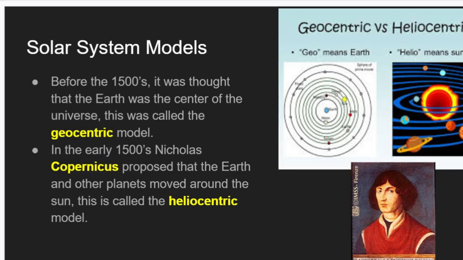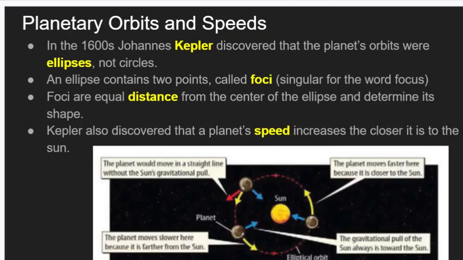So we also have some other scientists that aren't on this slide that I want to tell you about. We have Kepler, okay? And actually, I do have a slide for it. In the 1600s, a scientist named Johannes Kepler discovered that the planets' orbits were ellipses, not circles. Now, an ellipse is going to be kind of between a circle and a football shape, okay? And so an ellipse contains two points called foci, which is the plural of the word focus, and they're going to be equal distance from the center of the ellipse and determine its shape.